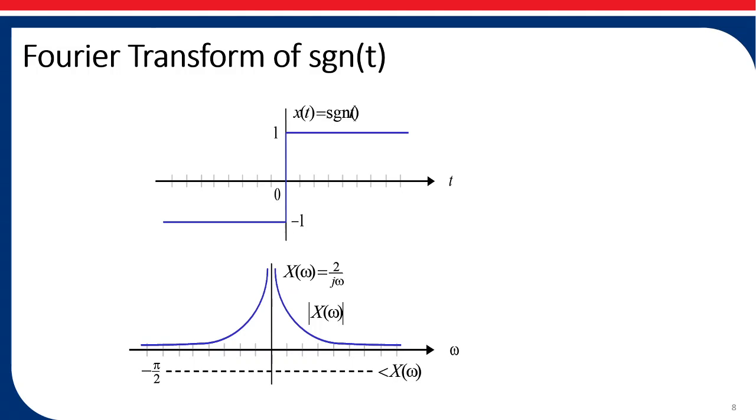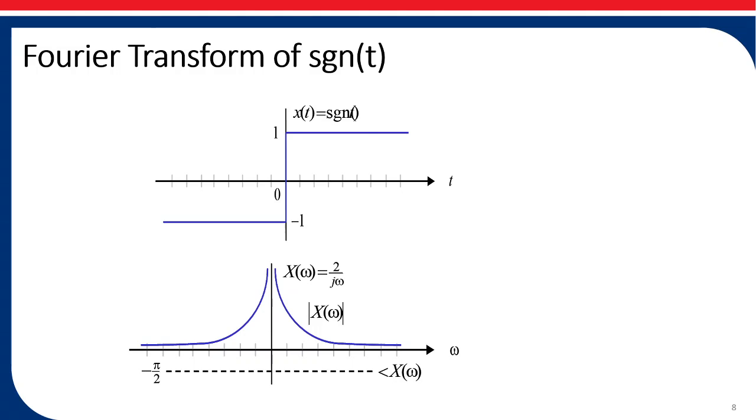We can plot its magnitude and we can plot its angle. Its magnitude, 2 upon j omega, will come out to be a hyperbolic kind of variation. For omega positive, it will be positive. For omega negative, it will be negative. But its magnitude is there. That's why it will come out to be a hyperbolic kind of variation for positive omega as well as negative omega. And its angle will come out to be minus tan inverse of omega upon 0. So sine is positive and cosine is 0. That means the angle must be pi by 2. So minus pi by 2 angle will come out for omega positive, and plus pi by 2 angle will come out for omega negative.